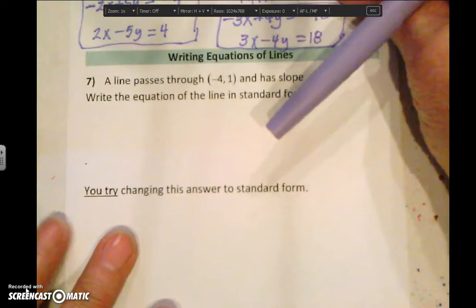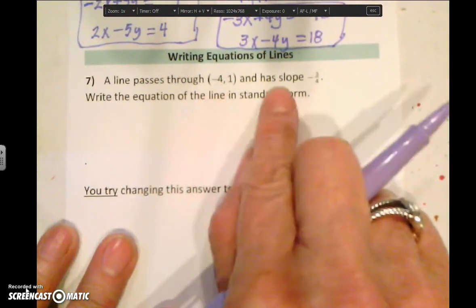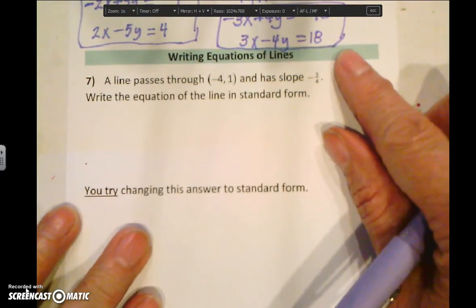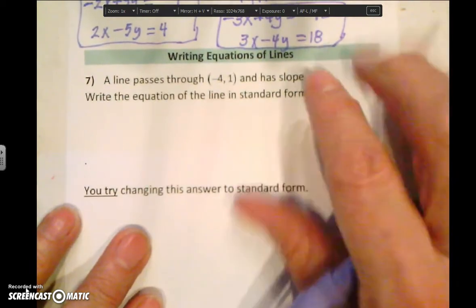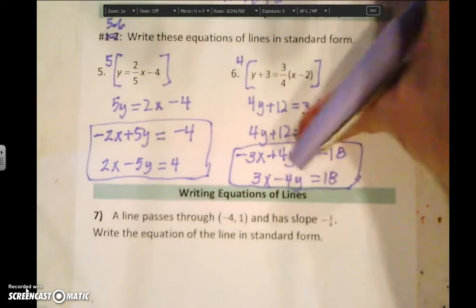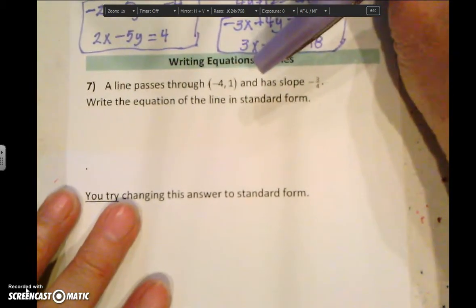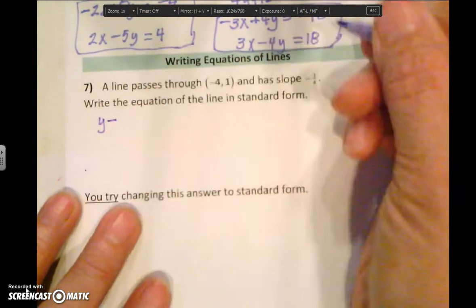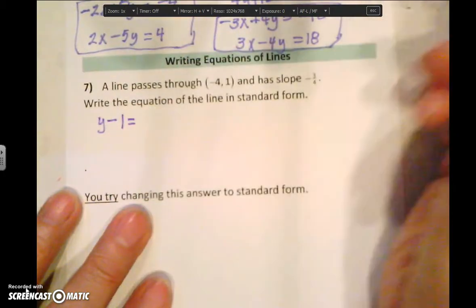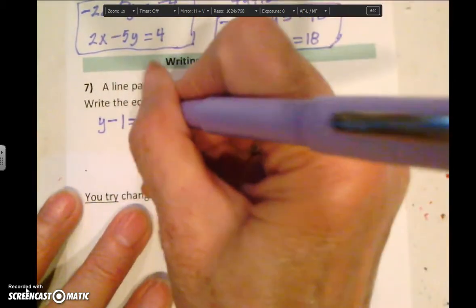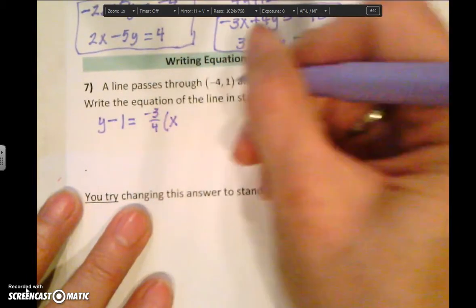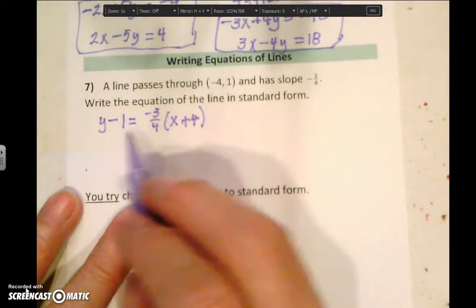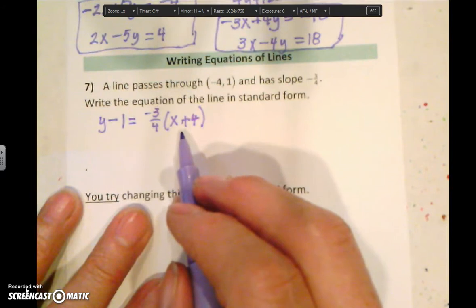All right, so example 7. We have a line that passes through negative 4, 1 and has a slope of negative 3/4. And I want to write that equation in standard form. Now, with a point and the slope, I don't have any way to plug it right into that, so I have to start with point slope form, because that's what I have, a point and a slope. So I'm going to use then y minus 1 is equal to negative 3/4 times x minus a negative, so plus 4. All right, so there it is. There's the equation of my line written in point slope form.